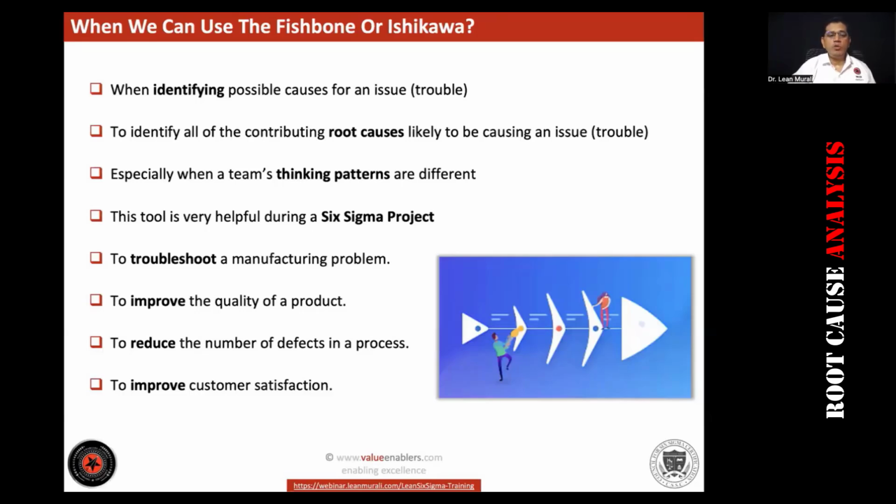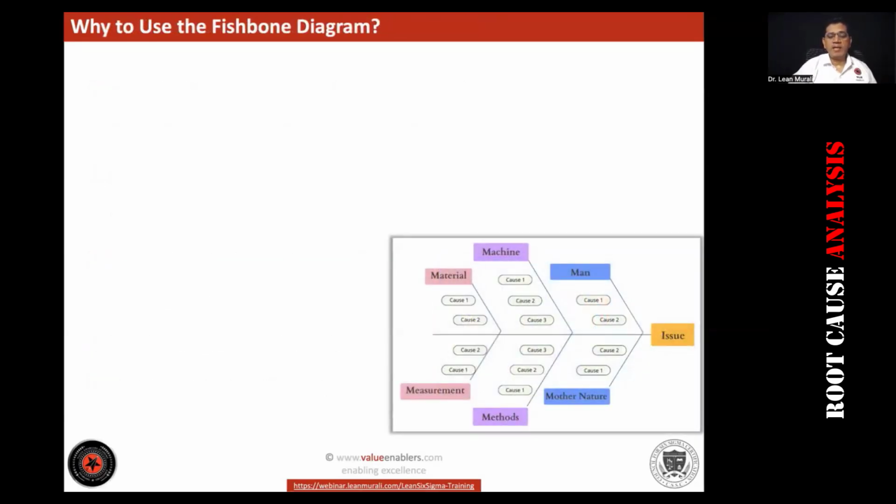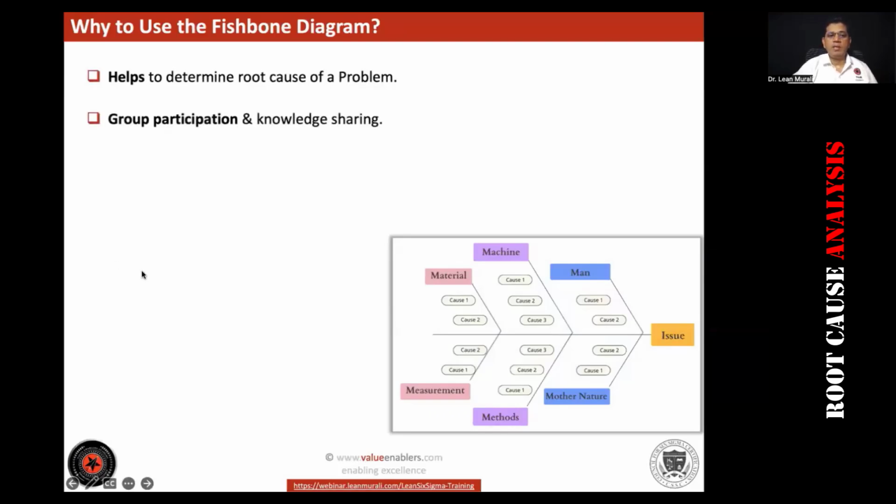So these are the uses for the cause and effect diagram, the benefits, and why we use it. It helps you determine the root cause, and it helps in group participation and knowledge sharing. It indicates possible causes for variation in the process, because Six Sigma is about reducing variations. All of you type RV in the chat box, because variation is there everywhere.